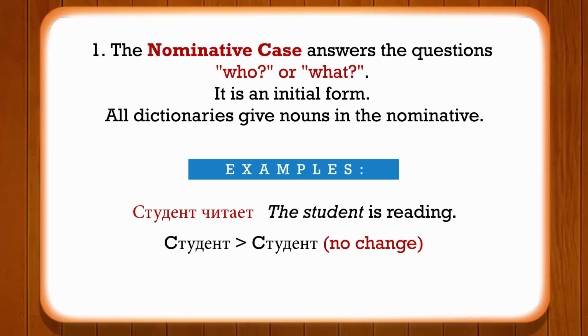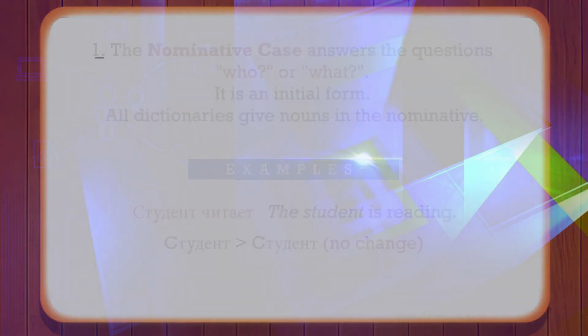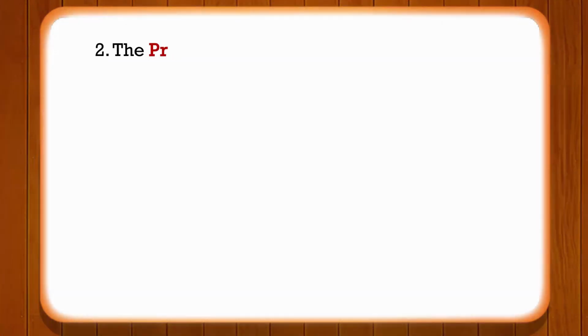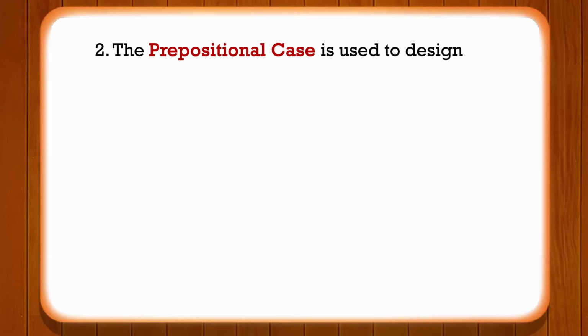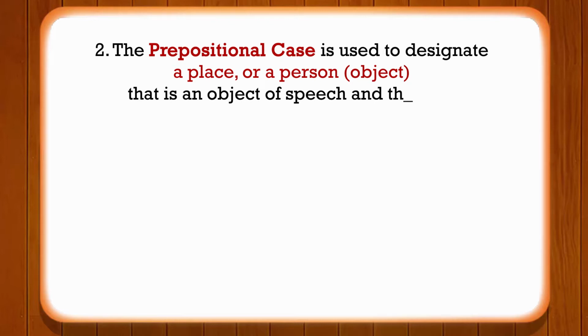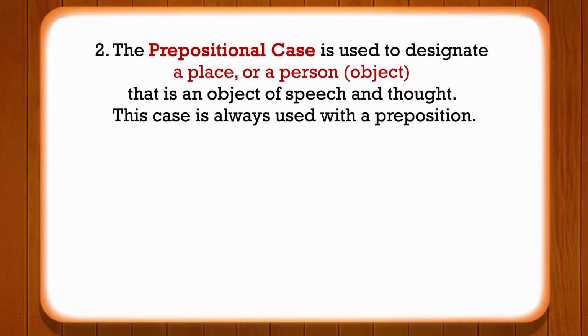Now we will go ahead and pay attention to the second one. The prepositional case, as you can see, is used to designate a place or a person or object that is an object of speech and thought. With the help of prepositions like в, на, which mean in, at, we locate the object. This case is always used with a preposition. That is why it is known as the prepositional case, or предложный падеж. Предлог means preposition.